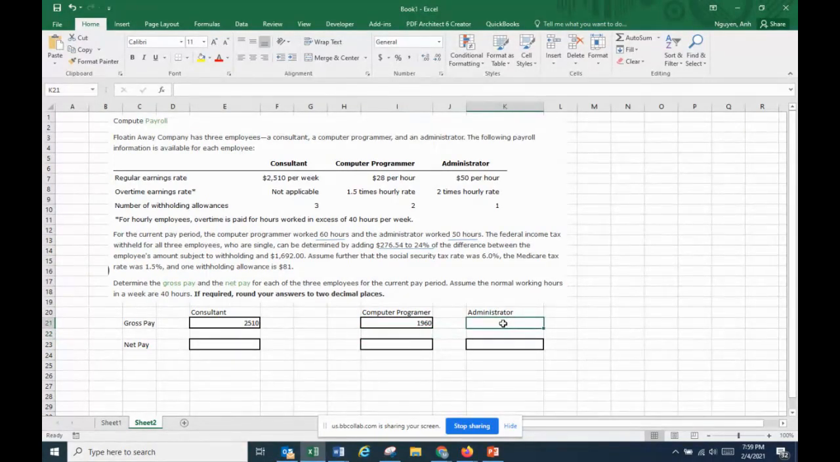All right, now the administrator. Likewise, it's going to be regular wage of $50 per hour times number of hours. He worked 50 hours, but it's 40 hours as the regular plus 10 hours of overtime times 1.5 times $50 per hour rate. And that should get us the gross pay. Is that right? No, he gets two times. Oh, yeah, two times the rate. Thank you for the reminder.